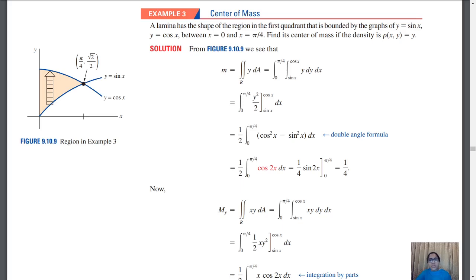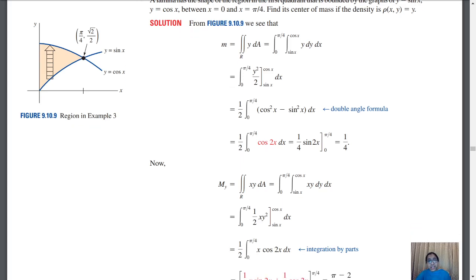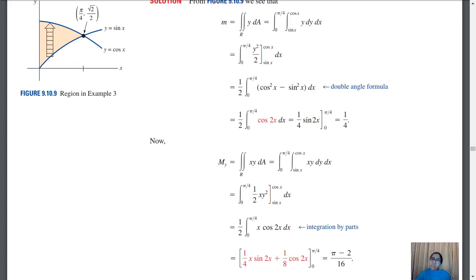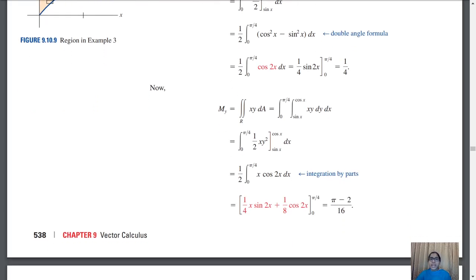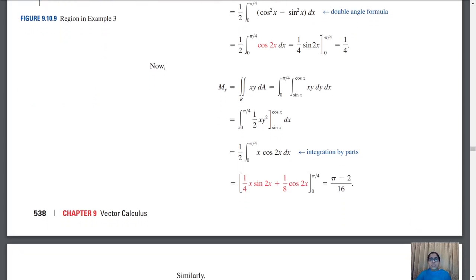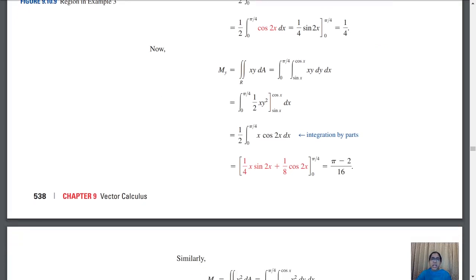Now to find the center of mass, we have determined the mass. Next we have to determine the moments with respect to the y-axis and x-axis. First the moment with respect to the y-axis, capital My, is nothing but double integral over R of x into rho of x comma y, that is y, dA. So again we have x into y, and integrating with respect to y, we get x y square by 2 varying from sin x to cos x.